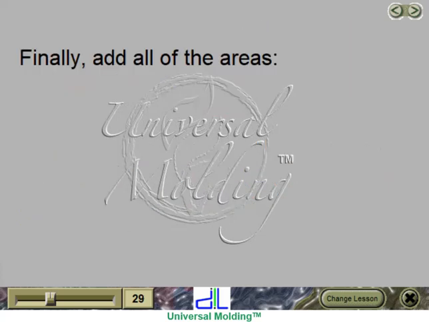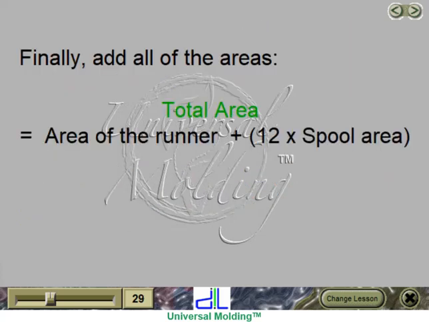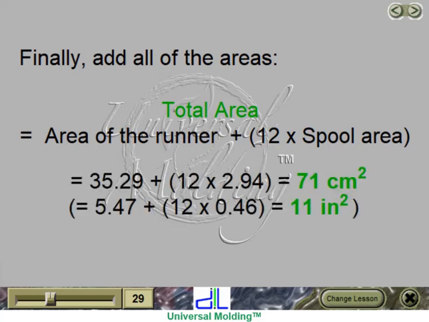Finally, add all of the areas. The total area would equal the area of the runner plus 12 times the spool area. In this case, it would equal 71 centimeters squared or 11 inches squared.